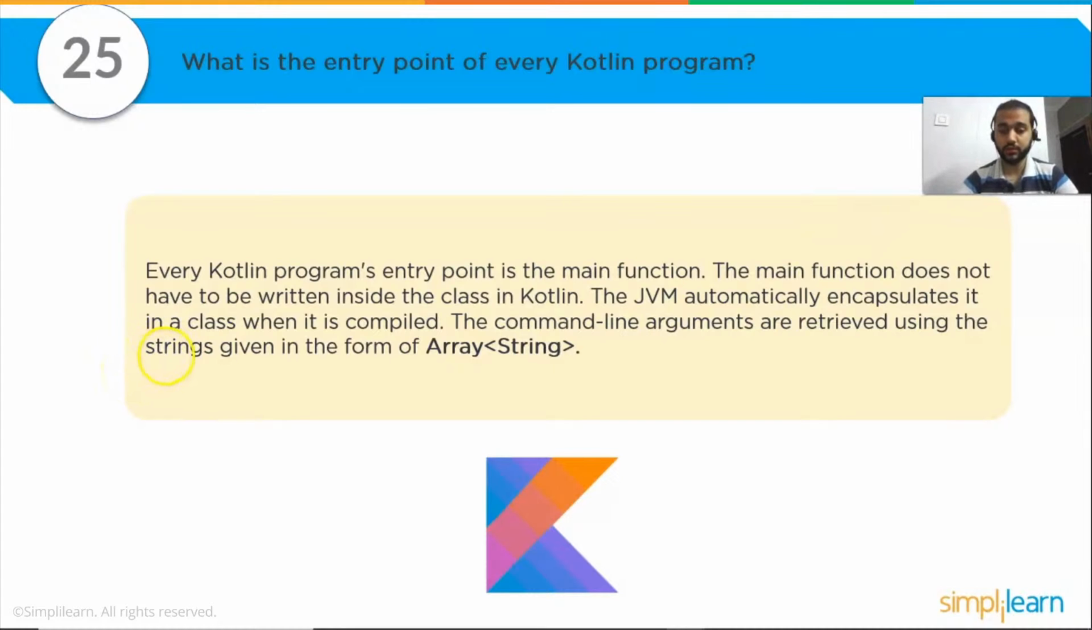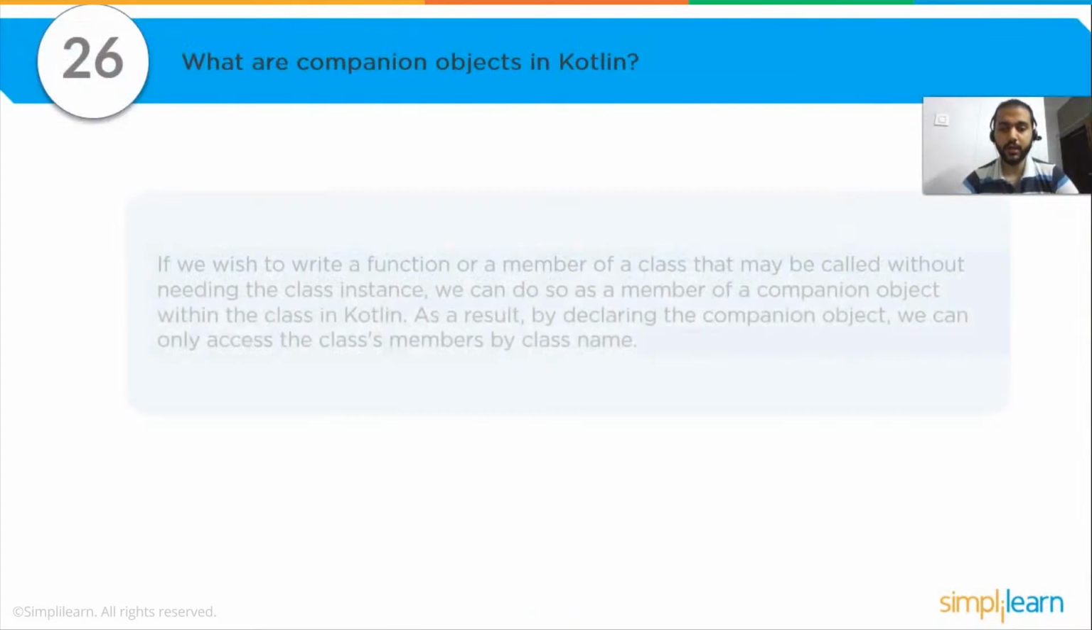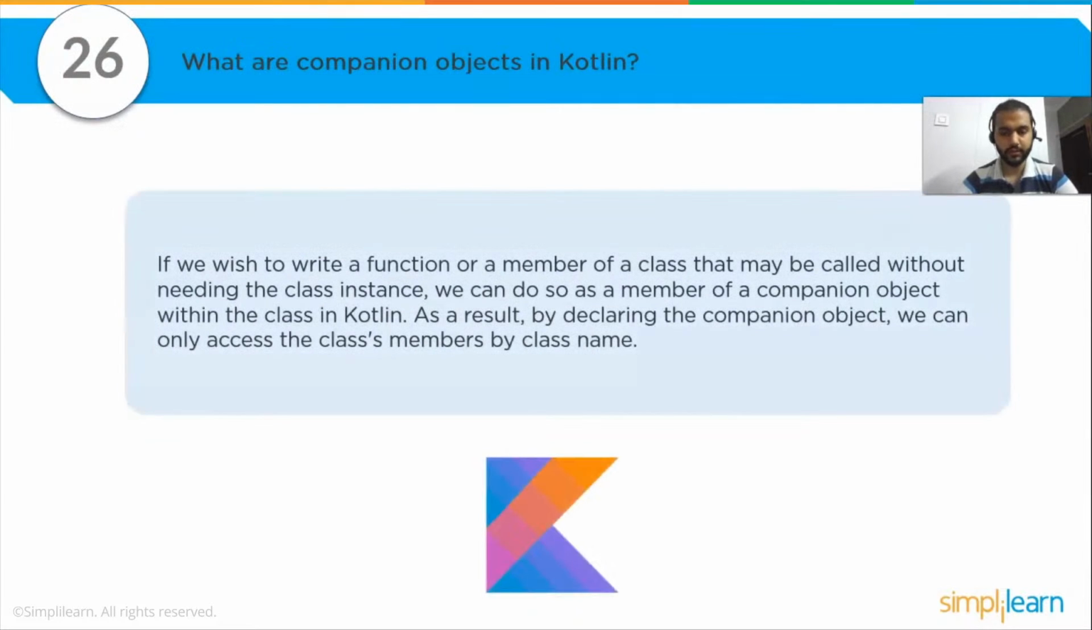Now moving on to the next question, which is, what are companion objects in Kotlin? If we wish to write a function or a member of a class that may be called without needing the class instance, we can do so as a member of a companion object within the class in Kotlin. As a result, by declaring the companion object, we can access the class member by the class name. So this was the answer for companion objects in Kotlin.